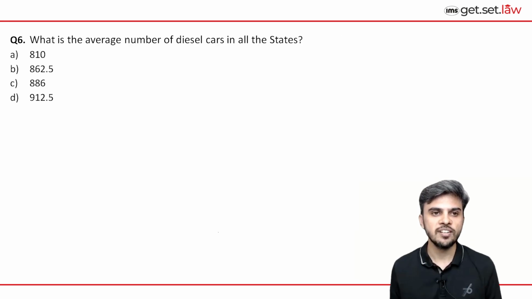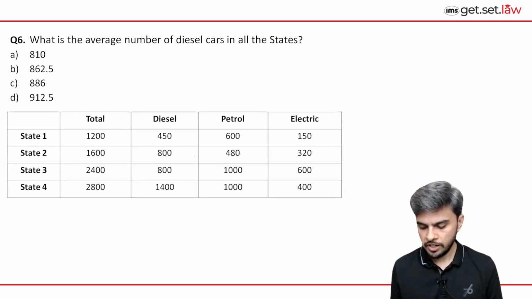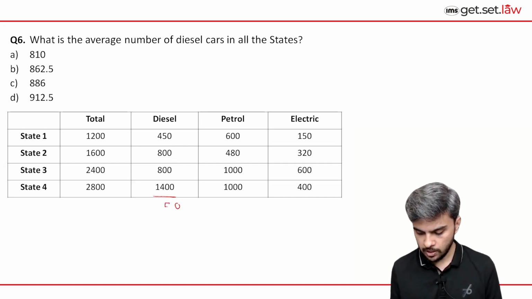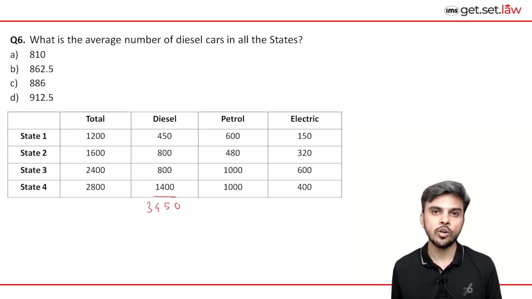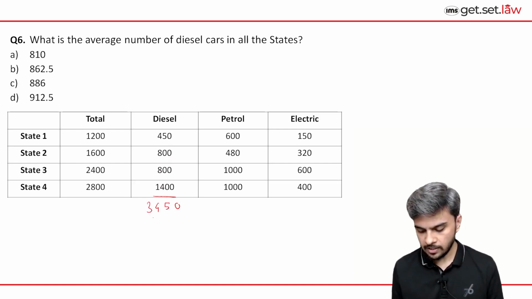Let's look at this question. What is the average number of diesel cars in all the states? So we need to find out total number of diesel cars in all the states. So this total comes out to be 3450. And since there are 4 states, this total needs to be divided by 4 to get the required average.